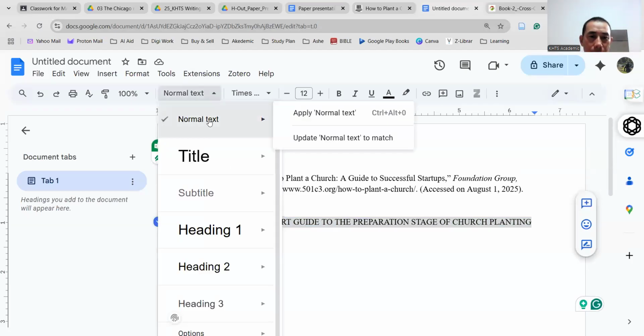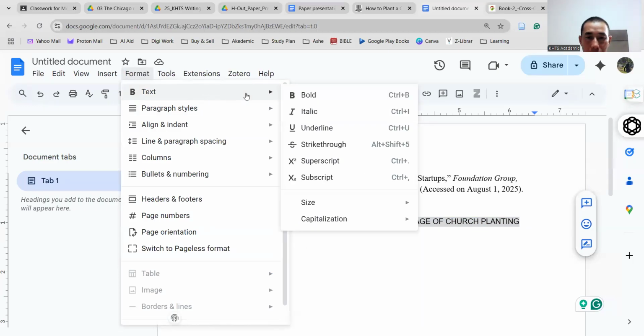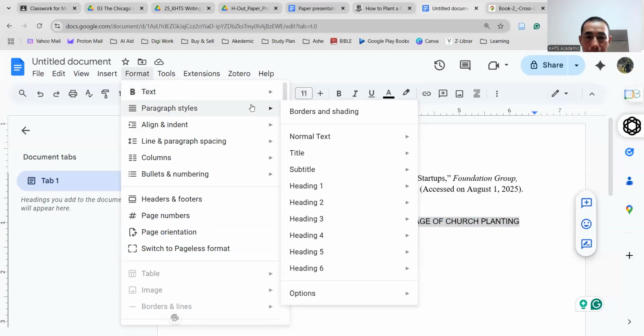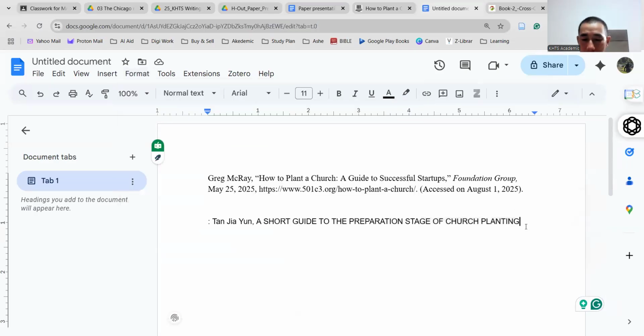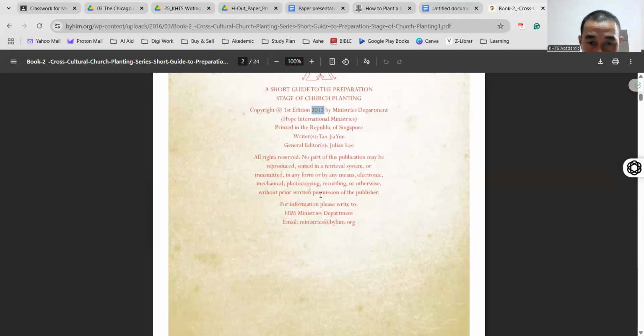Anyway, I'll work it out later on. Then we have the name of the book. It was published in 2012, and it is printed in the Republic of Singapore. Okay, they do not specifically mention the place of publication information.